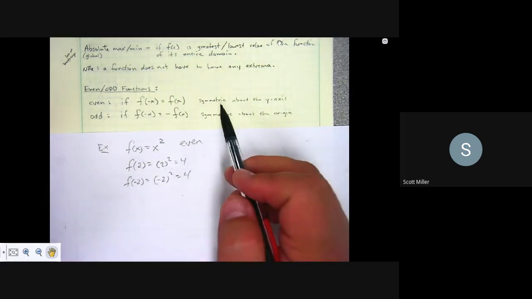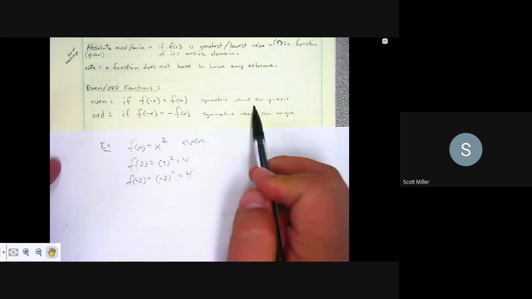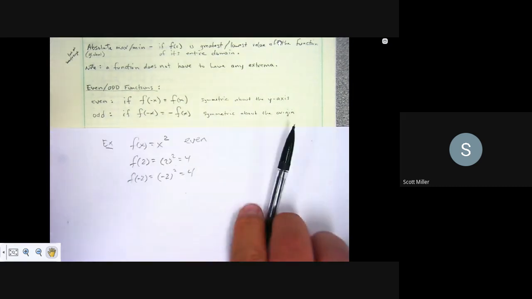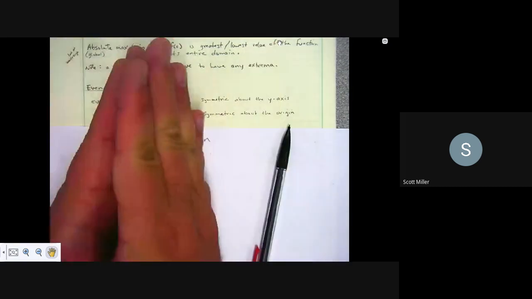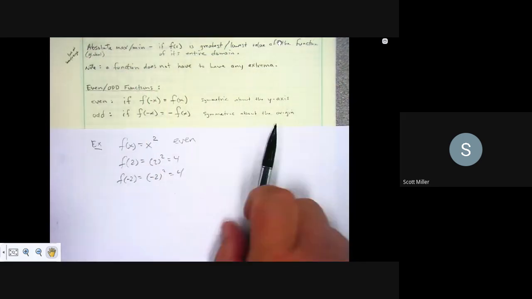You can look at a graph and see if it's even, if it is symmetric about the y-axis. So in other words, if I can fold it on the y-axis and the two halves meet perfectly, it would be an even function.